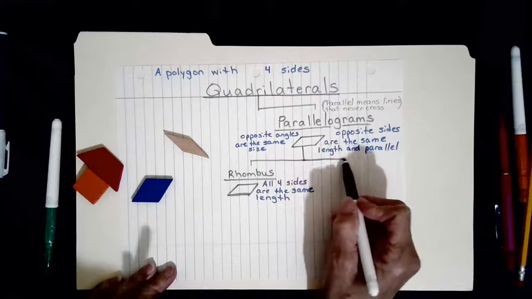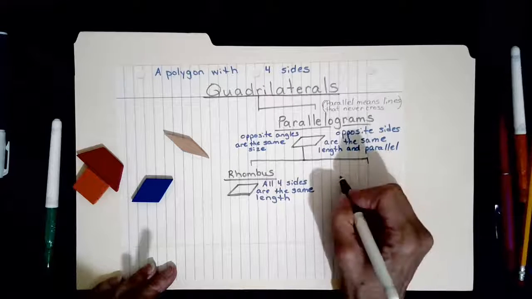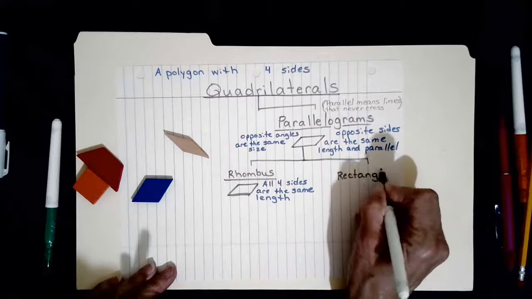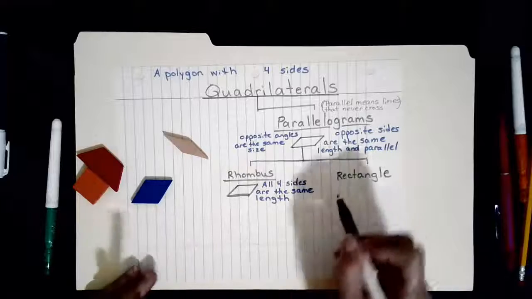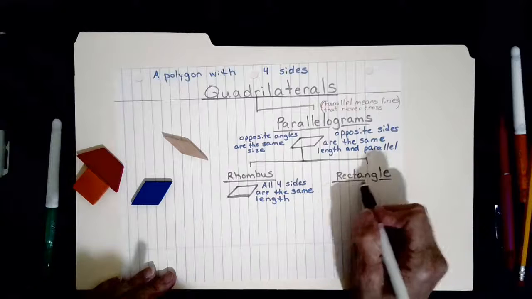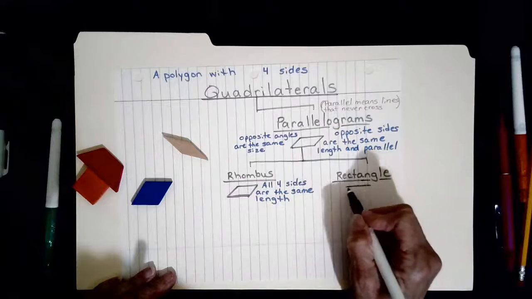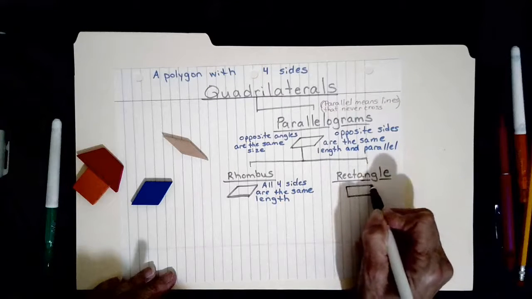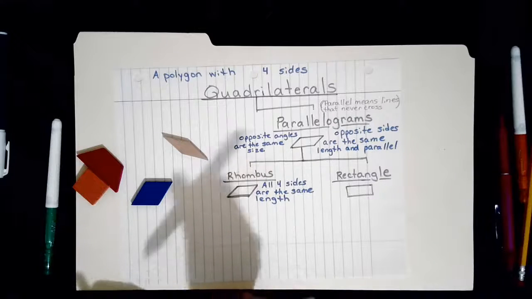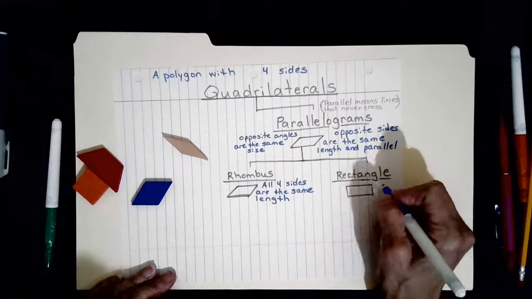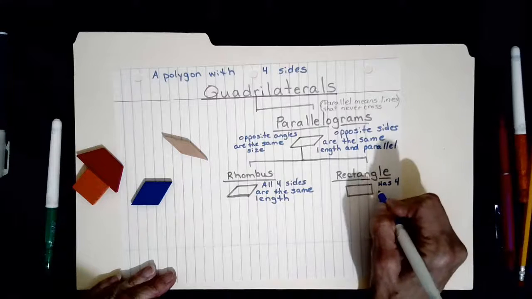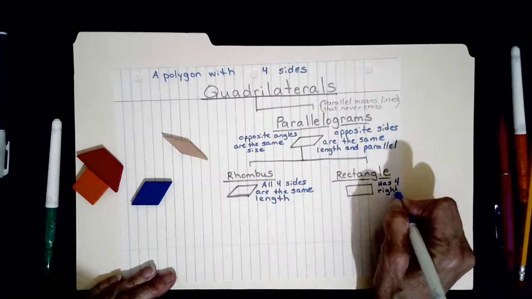And this one is, and you're going to notice this one right off the bat, a rectangle. Now, a rectangle. I'm going to draw one real quick because I know that y'all are all quite familiar with what a rectangle is, how it looks. So a rectangle has four right angles.